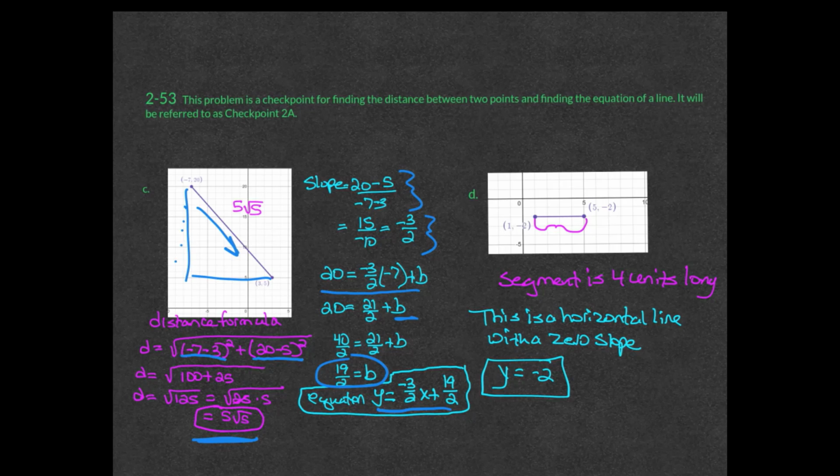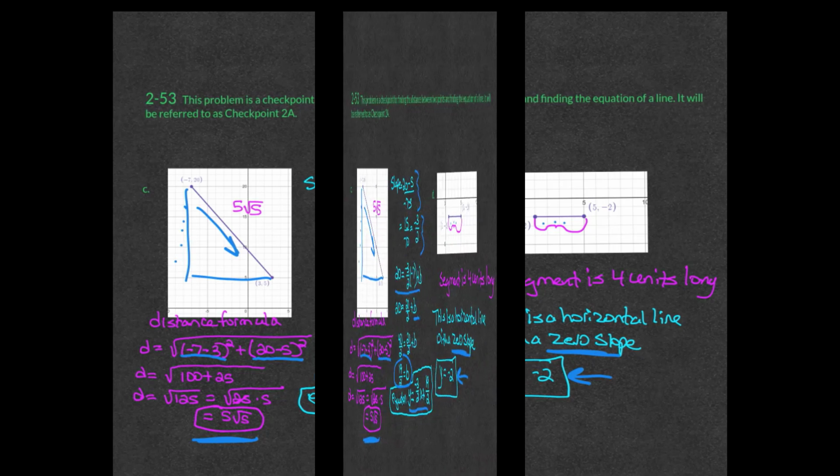Part D ended up being pretty easy also, kind of like part B, only this time it's a horizontal line segment. And it can be a function because it passes the vertical line test. And horizontal lines do have a slope of 0. So all I'm doing is a horizontal line equation of y equals negative 2. And if you look, I also just counted 1, 2, 3, 4. I didn't have to do anything else to figure out the length of the segment. Okay, and that ends 2-53.